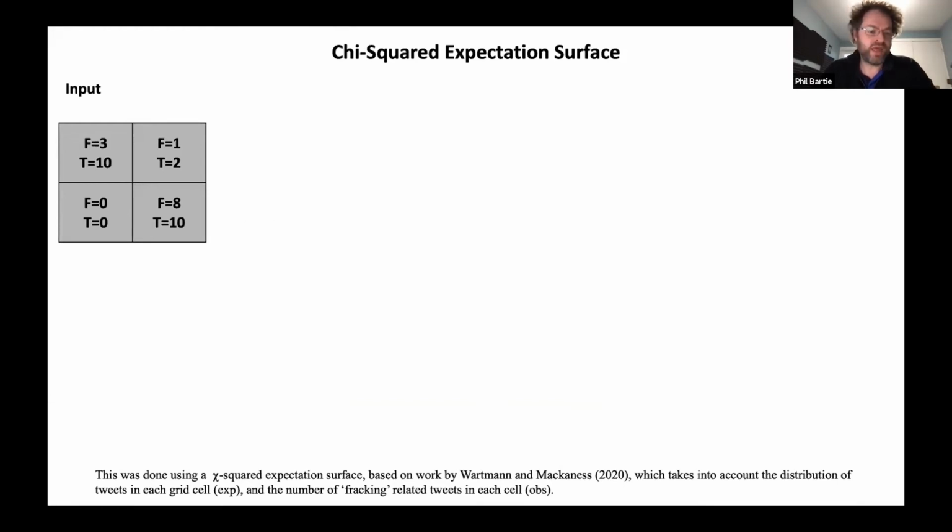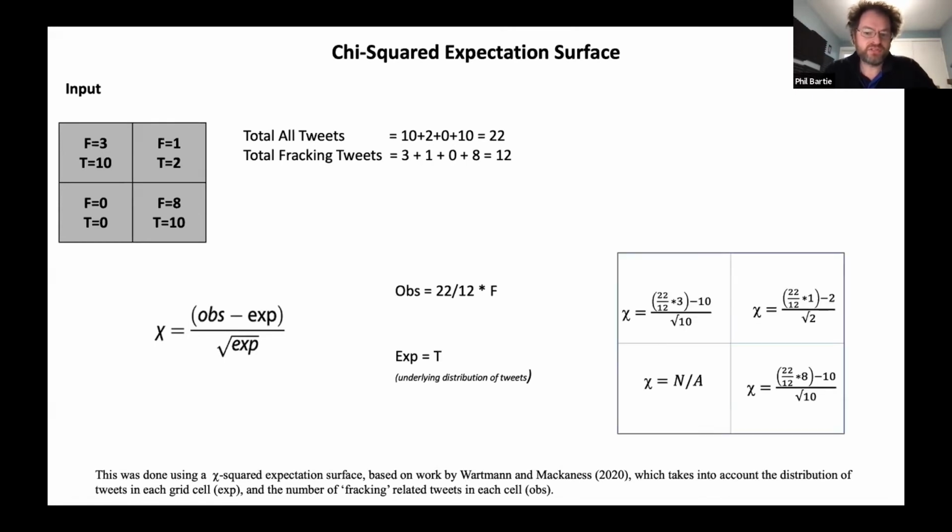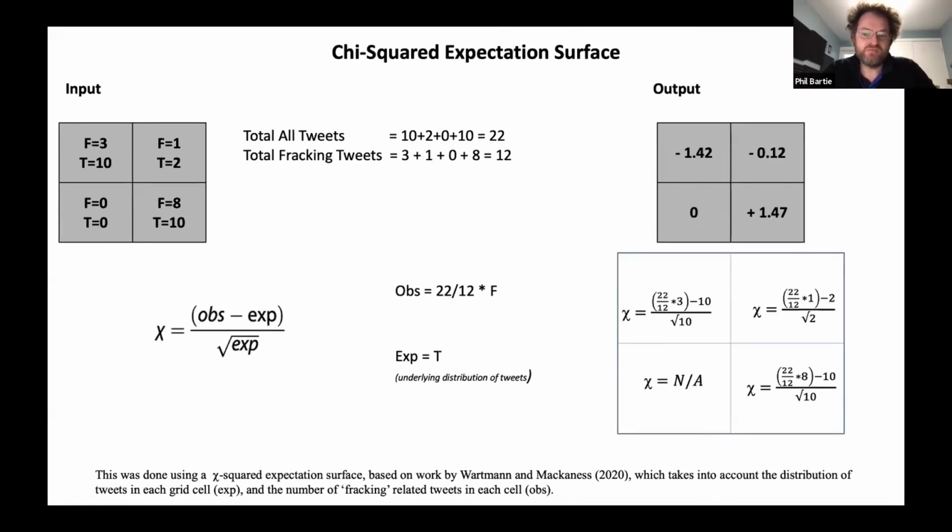If we had 4 cells, each 10 kilometers, F is the number of fracking tweets, T is the total number of tweets. We total them up, find how many tweets there are in total in the whole map, and how many fracking tweets there are. We put the chi-squared thing in, and here, the observed is the total number of tweets divided by the fracking tweets multiplied by the number of fracking tweets. And the expected is the underlying distribution of tweets, so that's just T. We can then work out for those squares what the values are, and anything around 0 is saying this is about what we'd expect. Anything negative is saying we've got less activity here than we'd expect, and anything positive is saying we're getting more activity here than we'd expect.